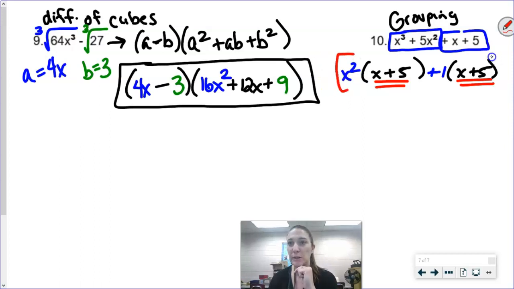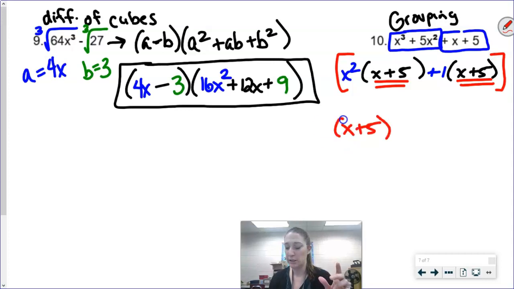So now, when I take a peek at that whole problem, I see that x plus 5 that I'm going to take out of the problem out in front. So envision them being gone. And then what do you still have? I still have an x squared and a plus 1.